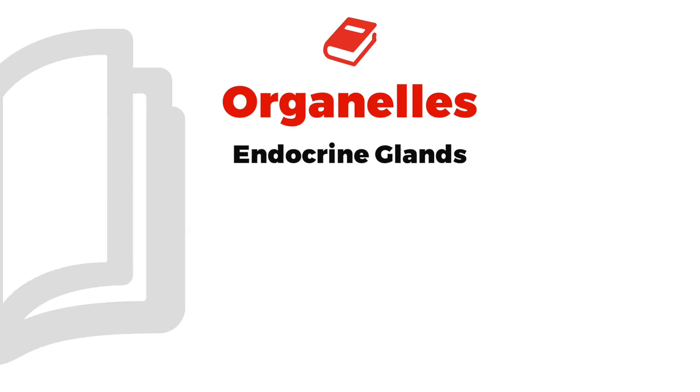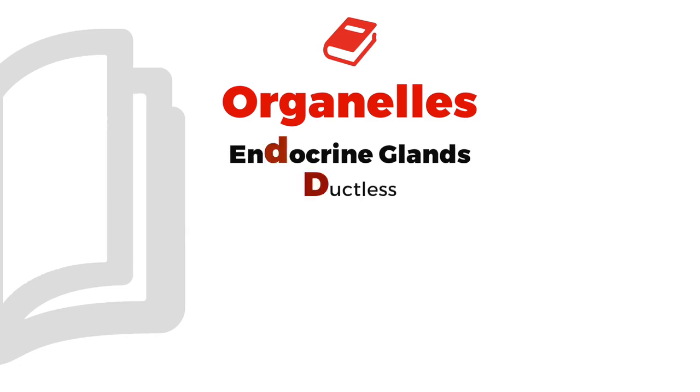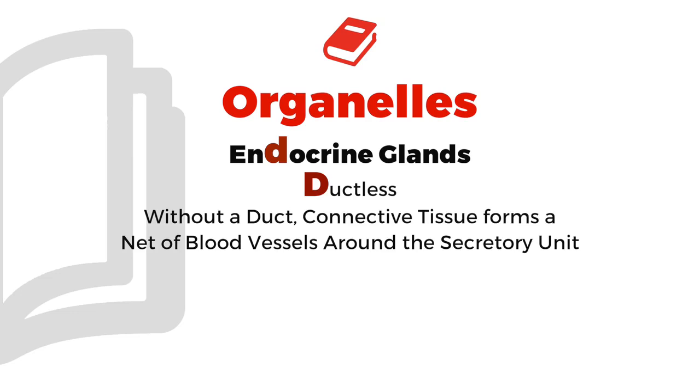All right, guys, now let's look at endocrine glands. I want you to circle that D of endocrine, and I want you to say ductless. Ductless. This does not have any ducts. Second sentence, second bullet point says, left without a duct, the nearby connective tissue forms a net of blood vessels. And so these fluids are going to be secreted into the extracellular tissue and absorbed, okay?